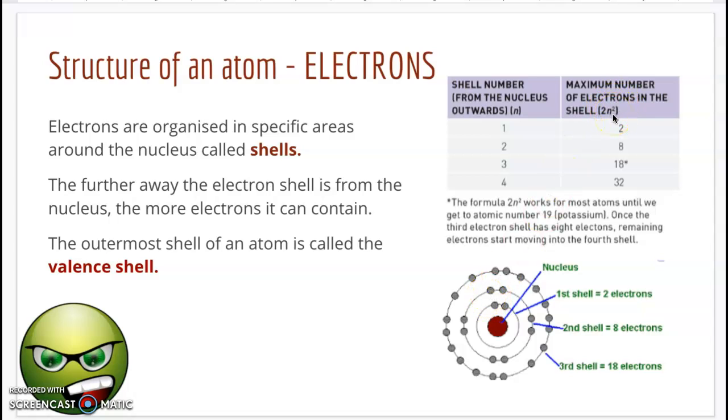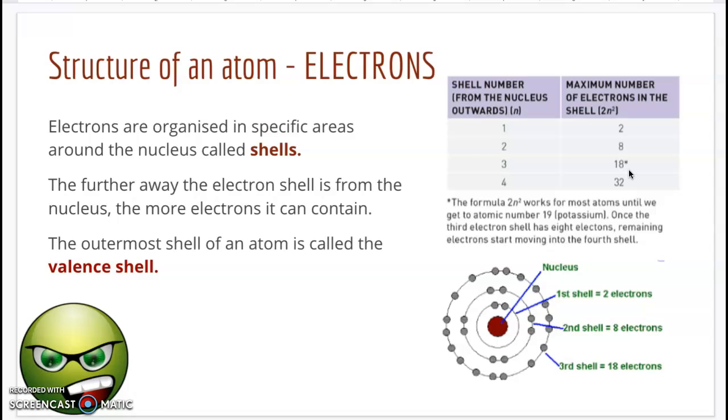N squared is 2 times 2 to the power of 2 is 4, times by 2 is 8, so that means a maximum of 8 electrons can be on this second shell. If I do the same for the fourth shell, I get 32 electrons on that shell. Please note though that you will notice that it usually goes 2, 8, 8, because the 18 just represents how much can fit if it's a maximum number of electrons, but generally we usually go 2, 8, and it just fills to 8 electrons in the third as well.